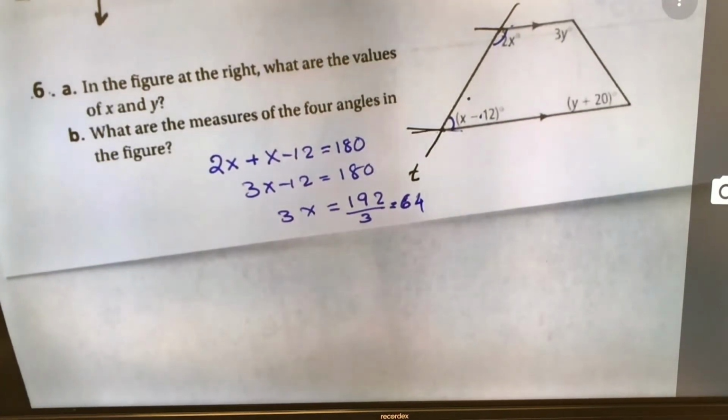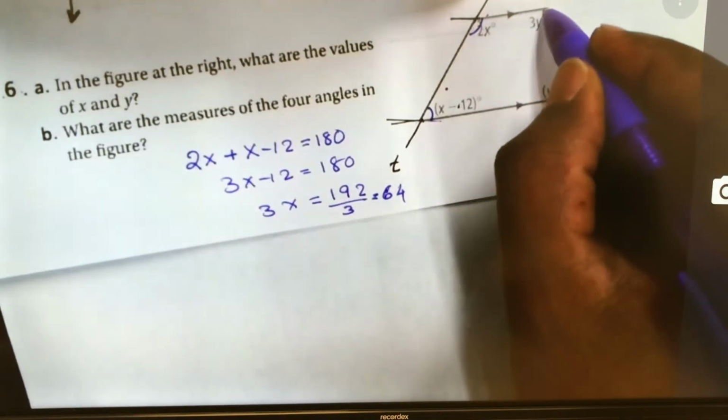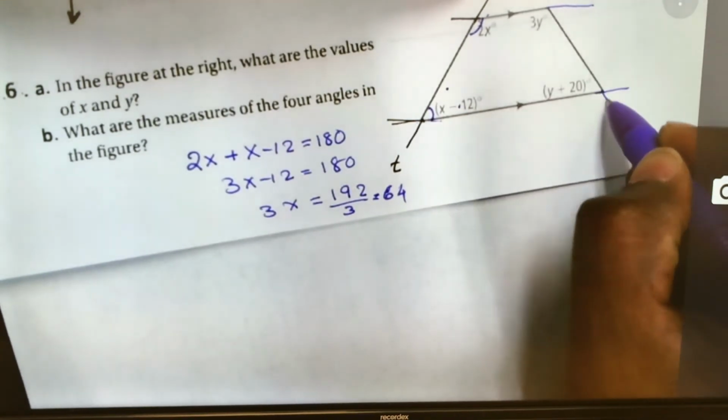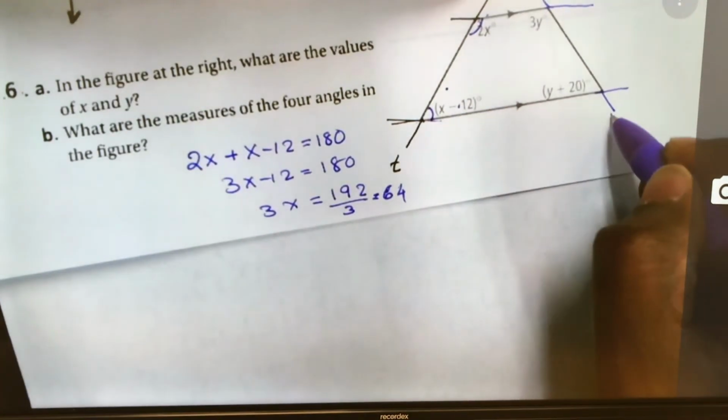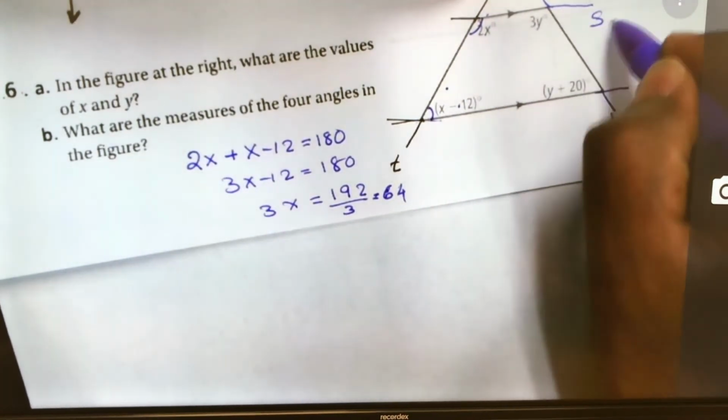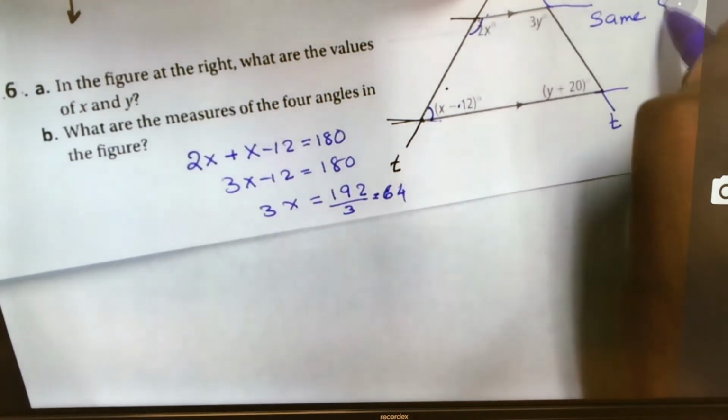So we can apply the same logic to figure out the value of y. Let me make it long enough here. So this line will be the transversal. They are the same side interior, so they are supplementary.